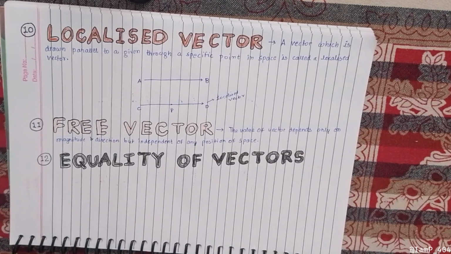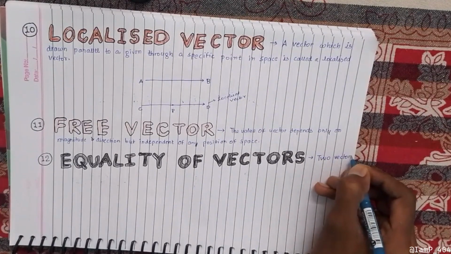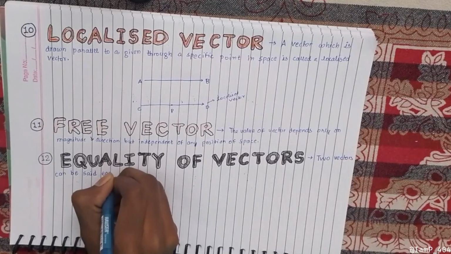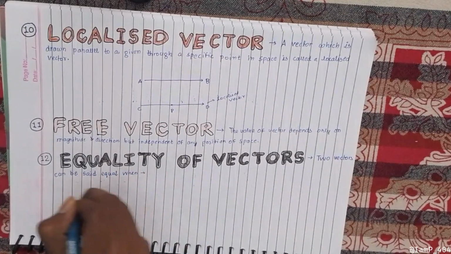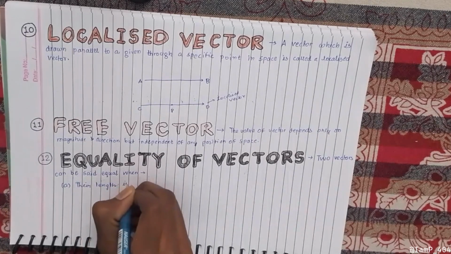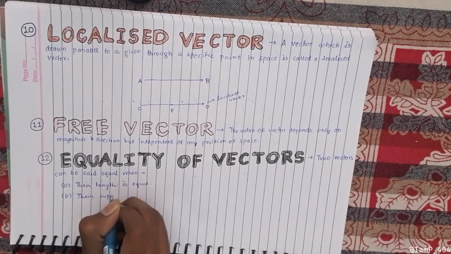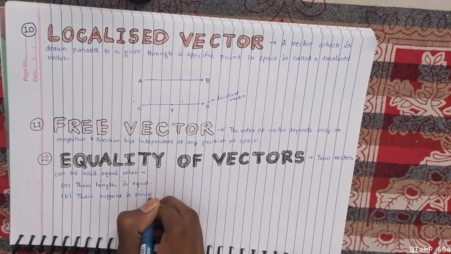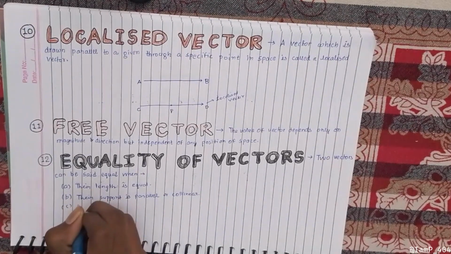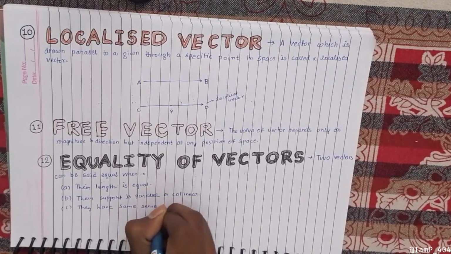Let's say two vectors can be said to be equal when, first, their length is equal; second, their support is parallel or collinear, no problem on that; and third, they have the same sense of direction.